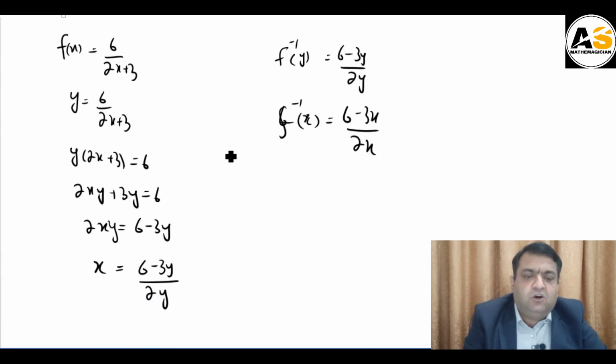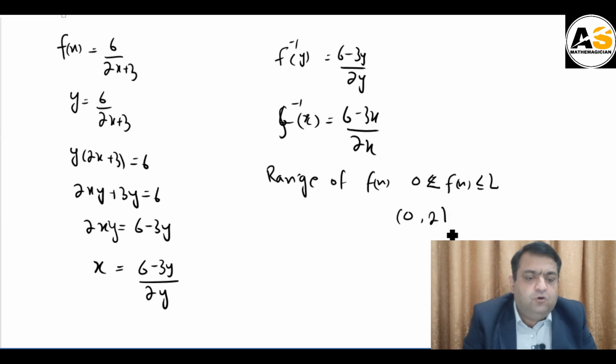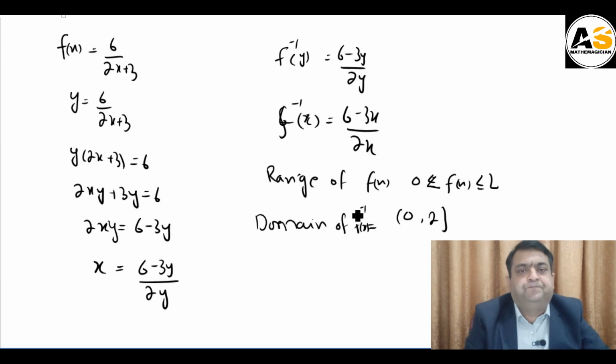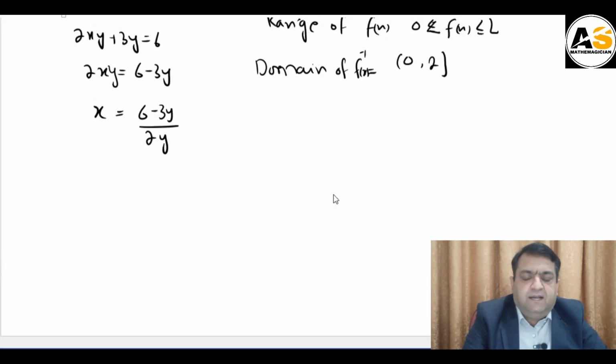So what is the range of f of x? The range of f of x from the graph is obvious. It is between 0 exclusive and 2. We can also write it as 0 to 2, which is basically the domain of its inverse function. I hope this is clear.